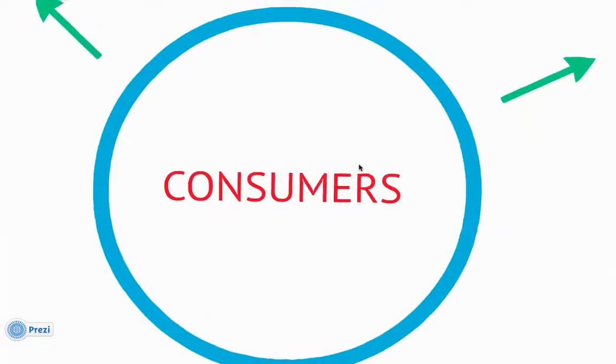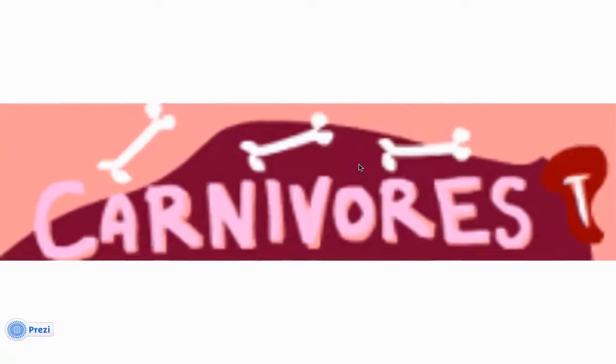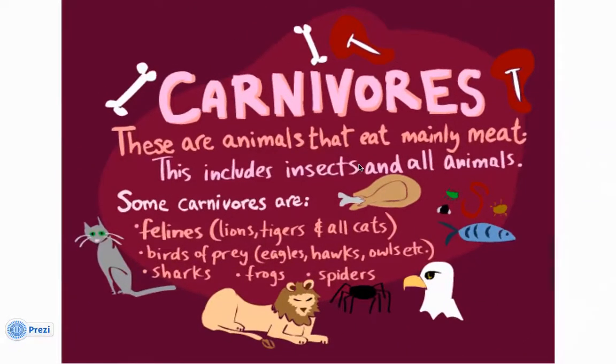The next consumer is a carnivore. Carnivore means a meat eater. Carnivores usually have sharp teeth so they can bite into meat. These are animals that eat mainly meat. This includes insects and other animals. Some carnivores are felines, such as lions and tigers. Others are birds of prey: eagles, hawks, owls, and more. Sharks, frogs, and spiders are also included.